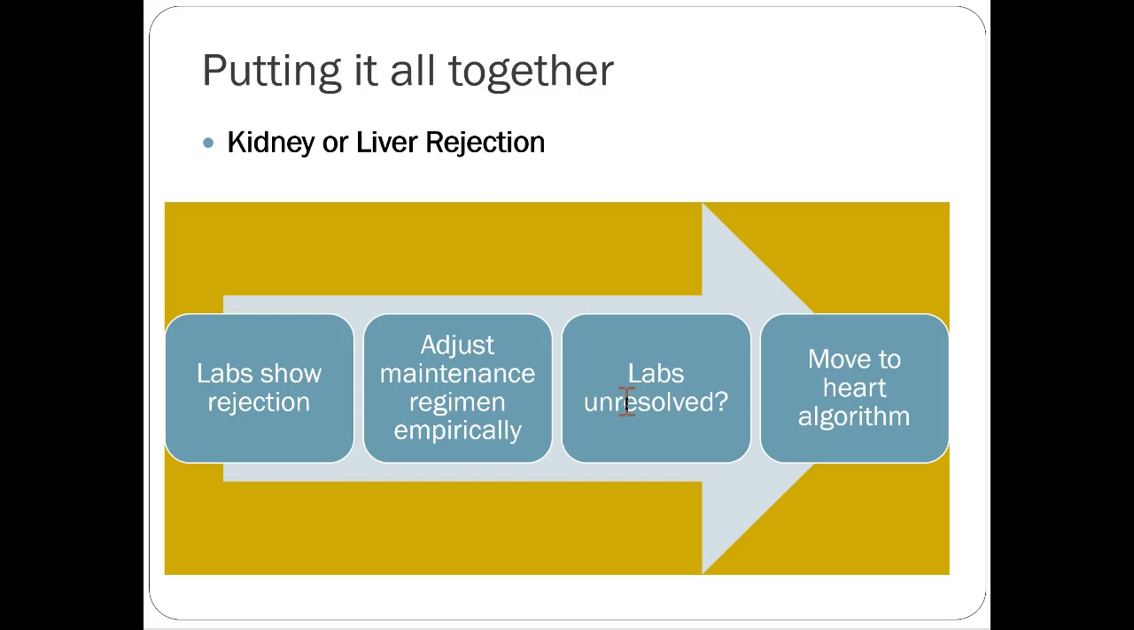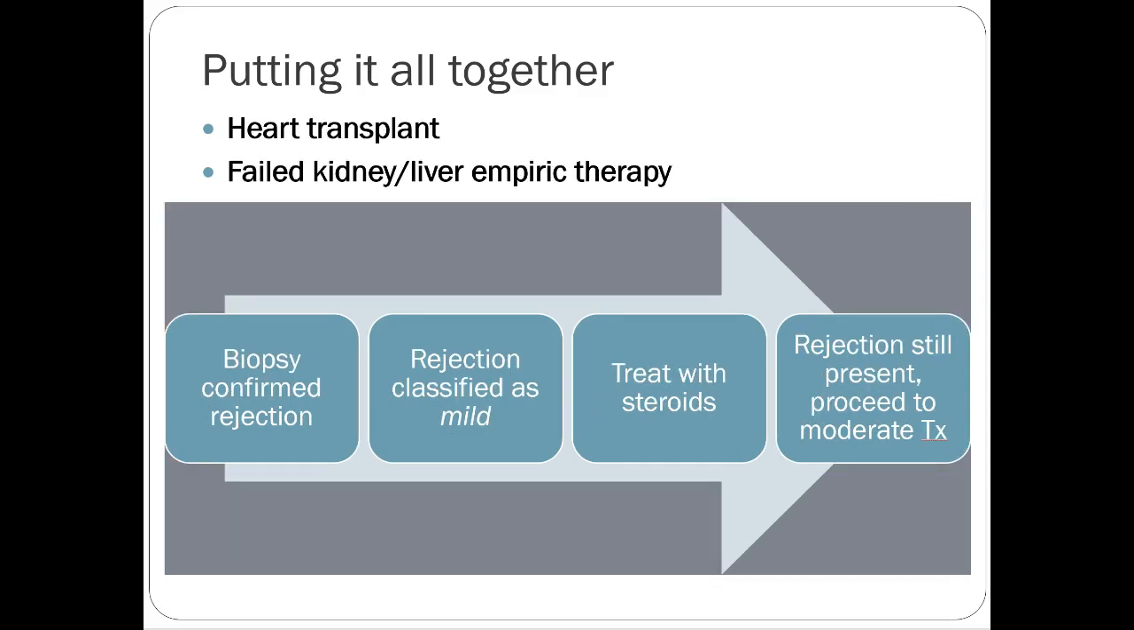We're usually going to adjust their existing maintenance regimen empirically, so increasing the calcineurin inhibitor or the antimetabolite dose. Usually the steroid dose we probably would leave alone for the time being, unless they wanted to do a short burst of steroids or give maybe some IV steroids to suppress the immune system more aggressively. If the labs are unresolved after this, then we move on to where a heart transplant algorithm would start.